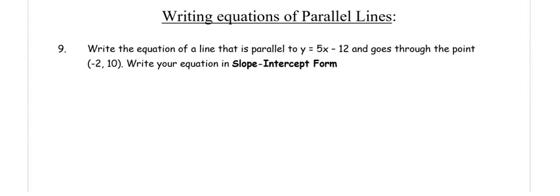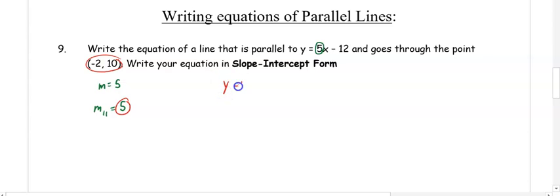Number 9, write the equation of the line that is parallel to y equals 5x minus 12, then goes through the point negative 2, 10 in slope-intercept form. So first, we want to look at the equation. And our slope in that equation is 5, so our parallel slope is also 5. So we want to use 5 and the given point to start in point-slope form. So y minus 10 equals 5 times x plus 2.